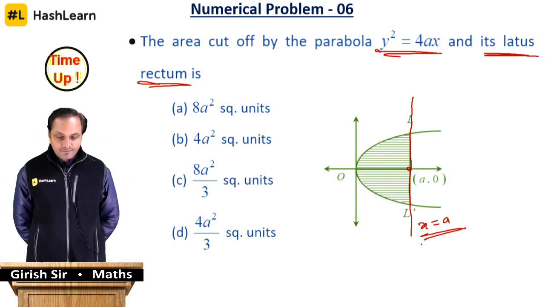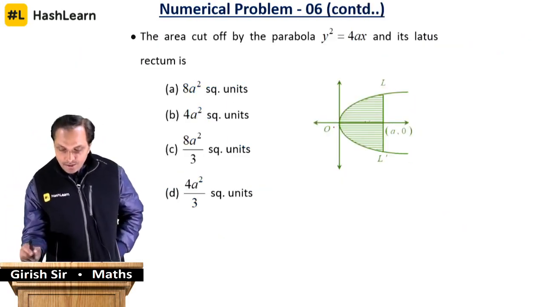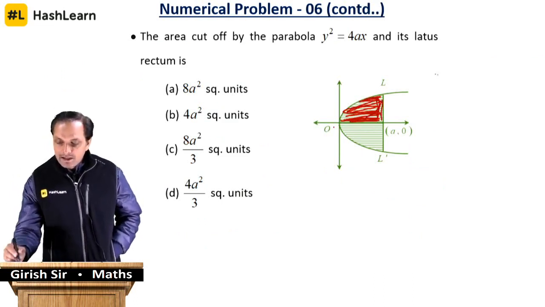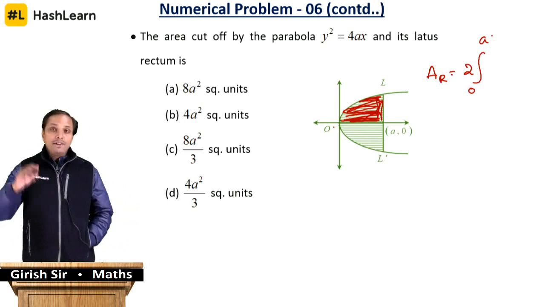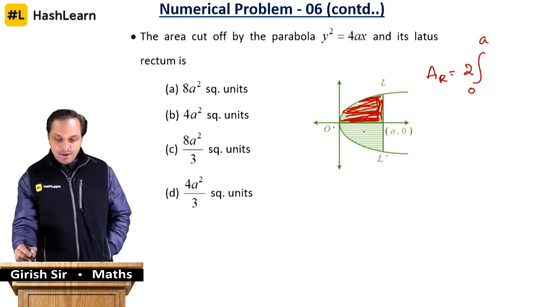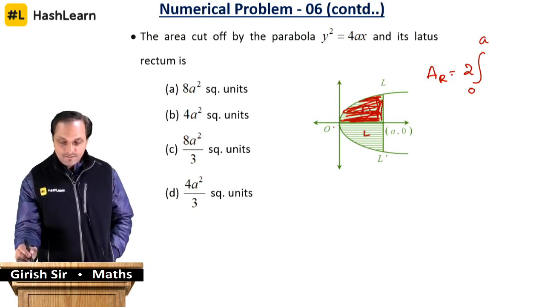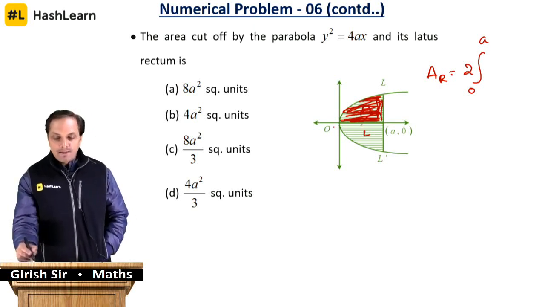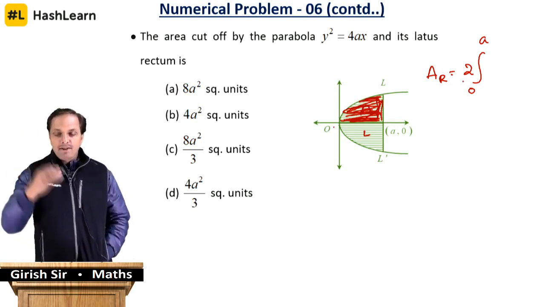Okay, your time is up, and let's see what you need to do. See what I will do: 0 to a, this is the area, I will multiply this by 2. Why am I multiplying it by 2? Because you need to take upper and also lower. Okay, this is above the x-axis and this is below the x-axis. So that is why I am going to find the red color part and multiply it by 2, so that I will get above the x-axis also and below the x-axis also.